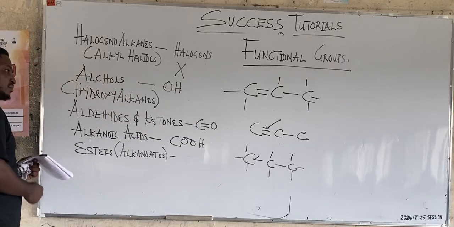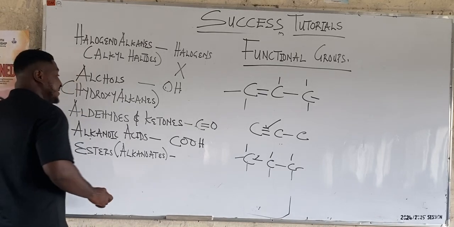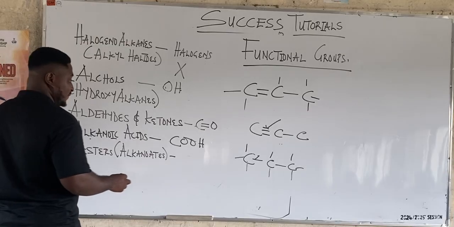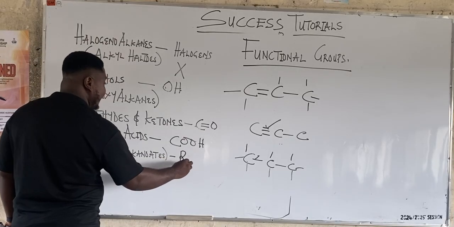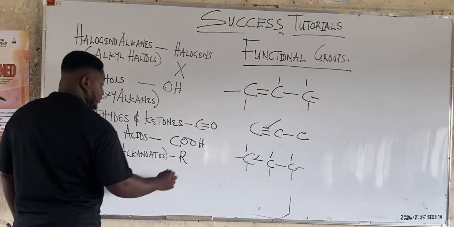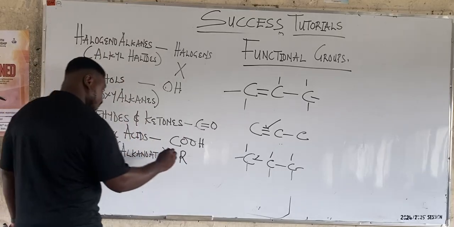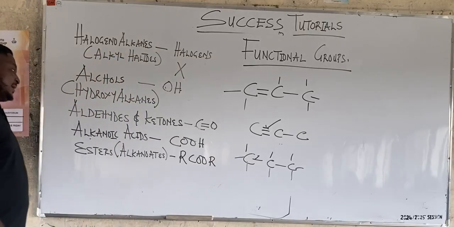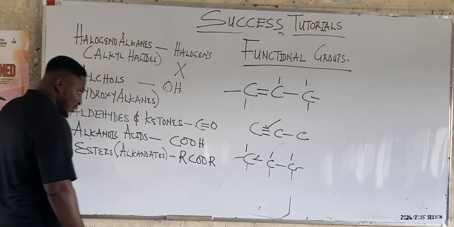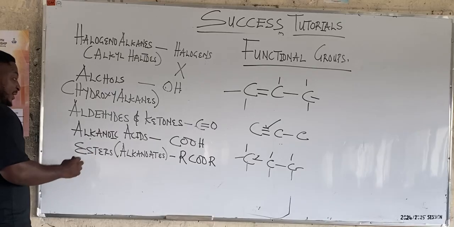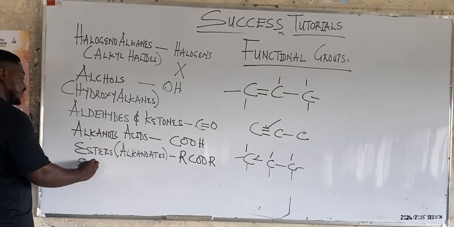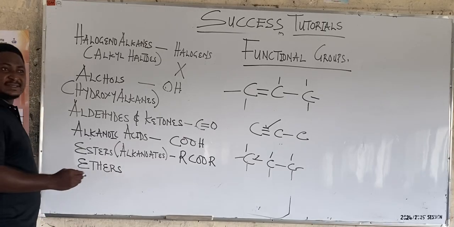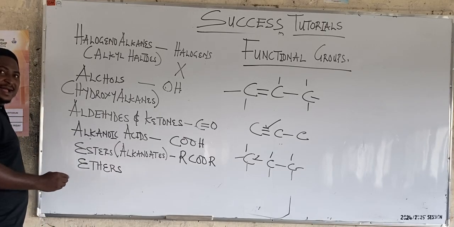Esters. The class of esters is a combination of alcohol and alkanoic acids. When an alcohol reacts, RCOOR is an ester. I'll explain when I get there. Now, we also have ethers. Do not confuse esters with ethers. Is there any ester in this class? No ester. There is no ester.